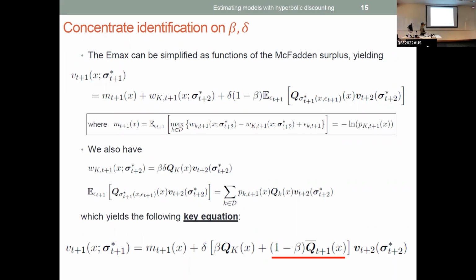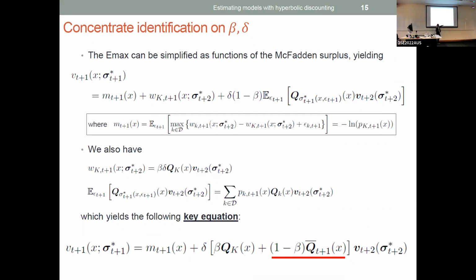With all these equations, we yield a simple equation given here, which is expressed as a recursion. V t plus 1 is equal to the surplus times delta, bracket, a mixture. If beta is equal to 1, we don't have this term, and this is equal to 1. So you get delta times big Q times V t plus 2. That's the standard dynamic program.